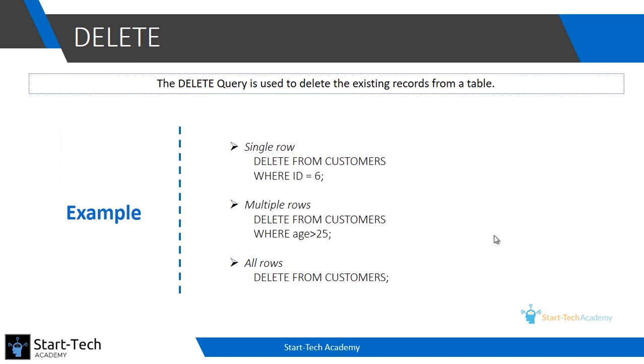If you want to delete a single row, we can just run a query to delete from customer table where customer ID is 6. If we want to delete multiple rows, say all the customers who are less than 25 years old, we will write delete from customer table where age is less than 25. If you want to delete all the rows of the table, we will use delete from customer table and not mention any condition. Let us go to PG Admin and write these three queries.